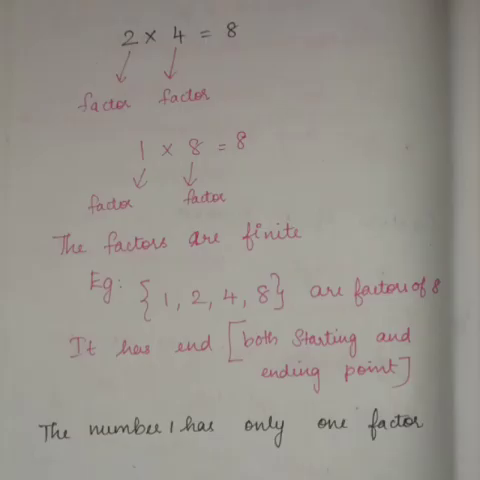See, in this example, 2 into 4 is 8. So what have I written? This 2 and 4 are factors. Now you understand the definition: a factor is a number which we multiply together. We are multiplying two numbers here. I am multiplying 2 and 4, so I get the answer 8. The numbers which we are multiplying are the factors of the number. Here, 2 into 4 is 8, so 2 and 4 are factors of the number 8.